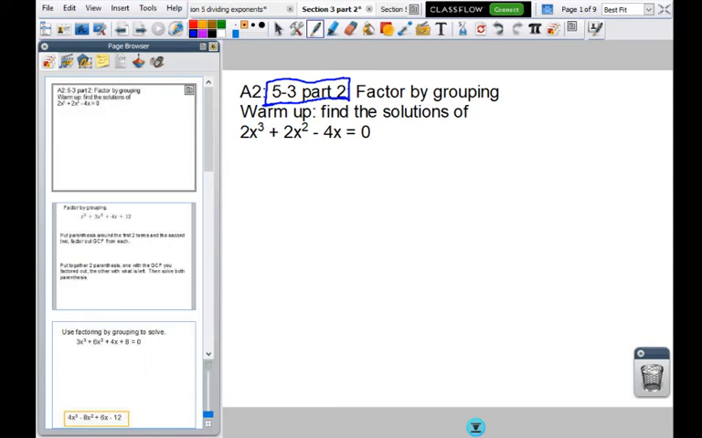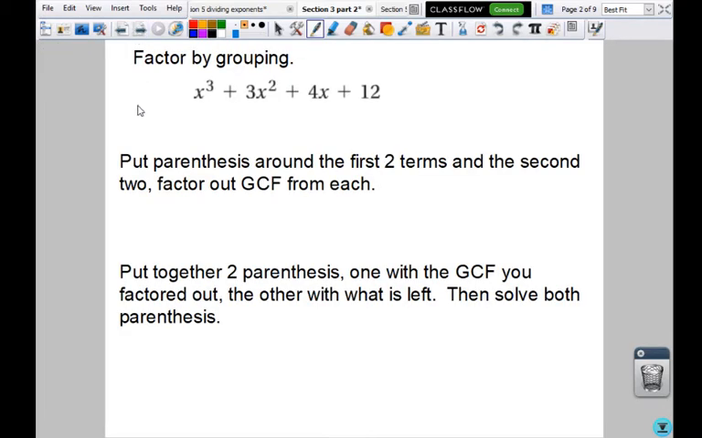Alright, so what we're going to be working on to start with is the second half of what we were going to do yesterday. And we are still solving polynomials.